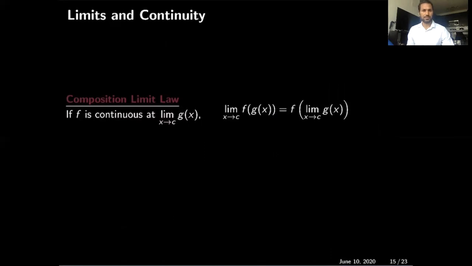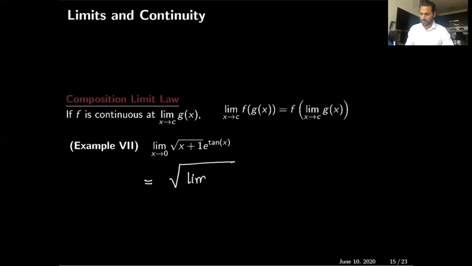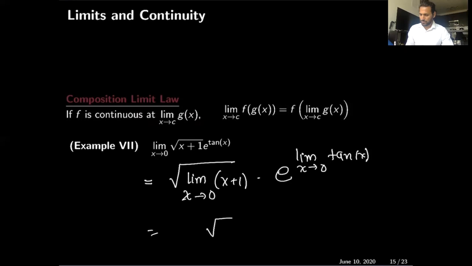Here is another property of continuous functions. If you want to compute the limit of a composition, you can move the limit inside if the outside function is continuous. For example, in this question, since the square root function is continuous, I can move the limit inside to x plus 1, and I can move the limit inside of e to the power tangent of x. This is the square root of 1, because the limit of x plus 1 is just 1, and this is e to the power of the limit of tangent x, which is 0, so you get just 1.